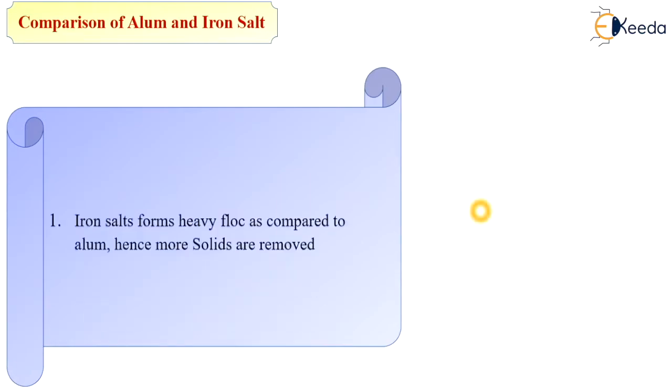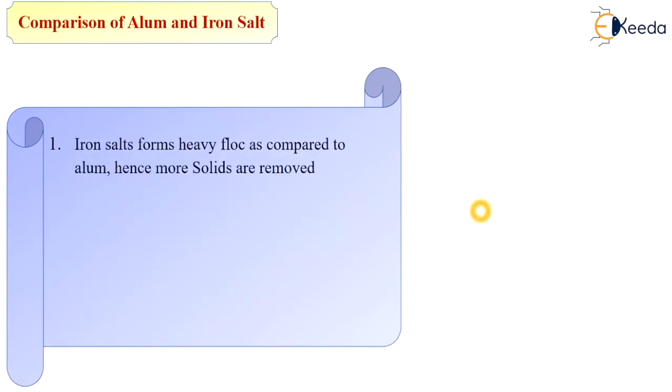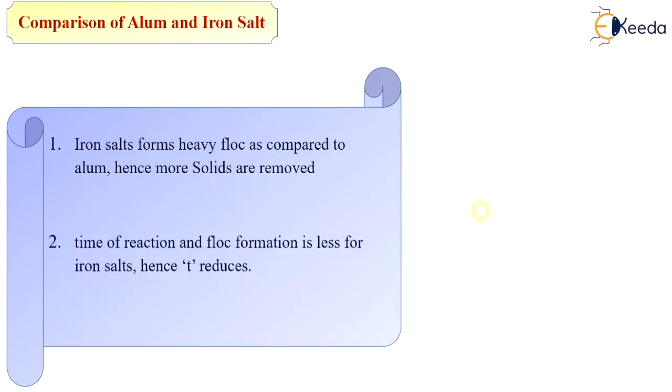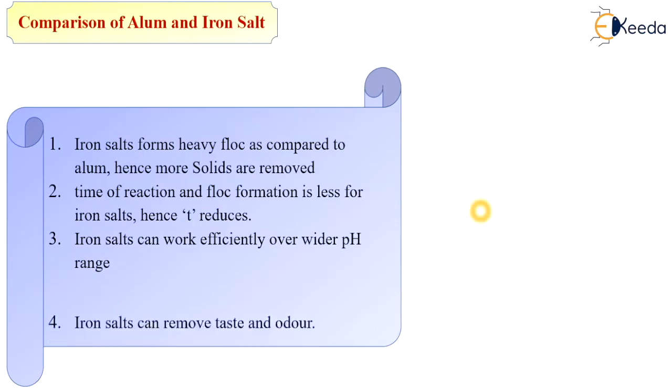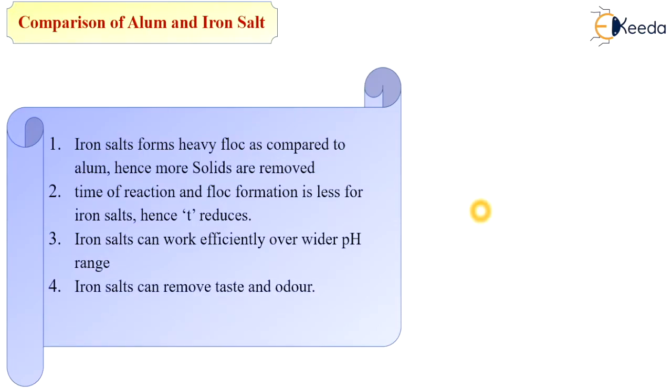Then the comparison of alum and iron salts. Iron salts form heavy flock as compared to alum, hence more solids are removed. The time of reaction and flock formation is less for iron salts, hence time is reduced. Iron salts can work efficiently over a wider pH range, that is pH greater than 7. Iron salts can remove taste and odor. There is less mud ball formation as compared to alum. So these are the advantages of iron salts over alum.